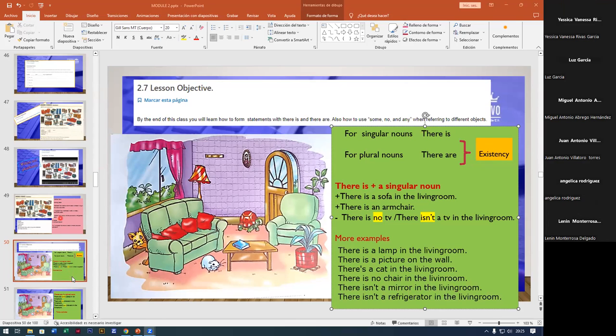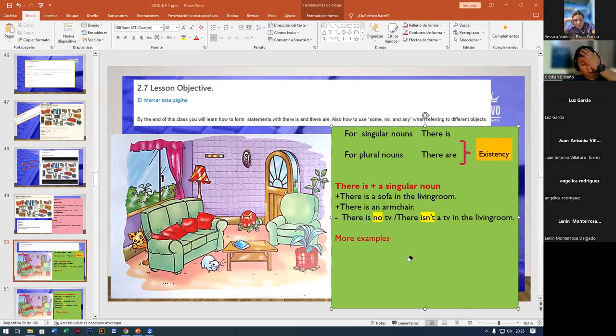Good one. Let's see. Miguel Antonio. There is a refrigerator in the living room. That's all right. Good one. Okay. Any question with the R? I have another one with the R. Okay, tell me. Give me another example. There are pillows in the sofa. There are pillows in the sofa, exactly.